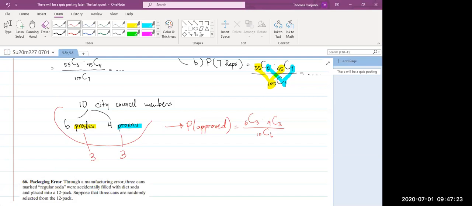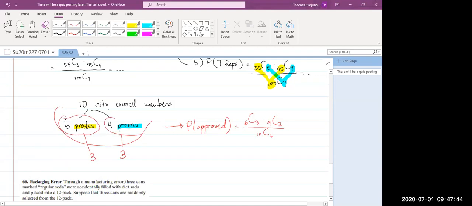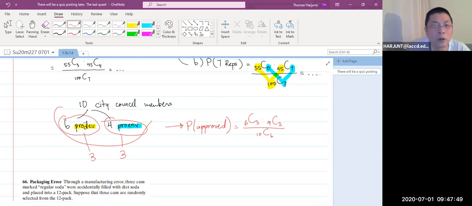Is it 10 choose 6 because of the voters? Yeah, the number of ways you can select 6 people from this 10-member city council. Okay. And the number of ways you can select 3 from here, the number of ways you can select 3 from here. That will give us the probability of that being approved. So this will be the number of ways we can get 3 pro-development and 3 pro-environment and so on.